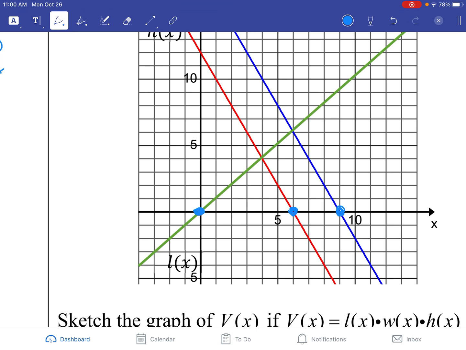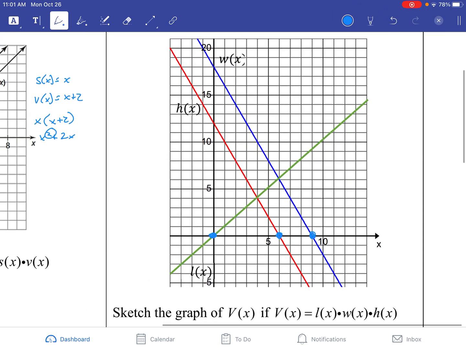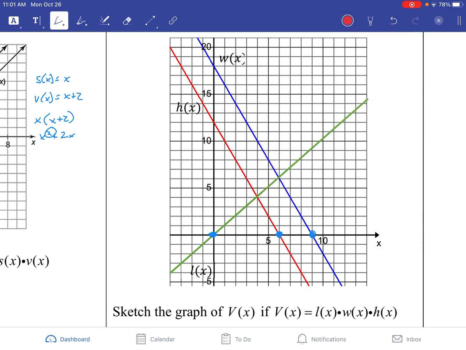So if you think about why we still cross there, well, the equations that make up those graphs become the factors of our new graph. And the factors are still going to equal the same thing. Okay, so let's make our little regions here. We have a region here. We have one here.